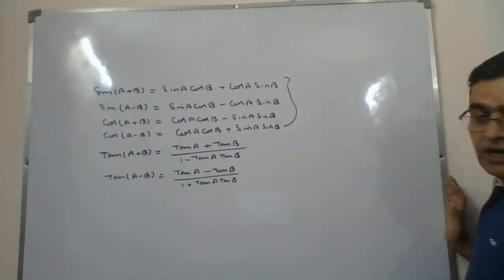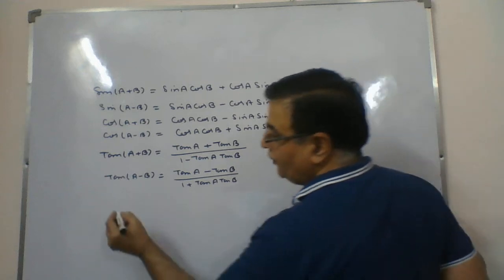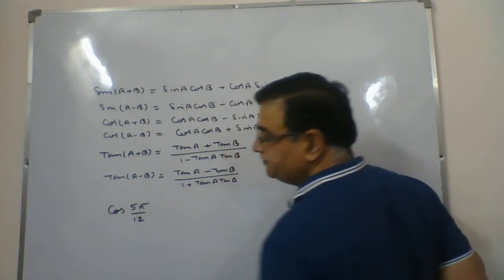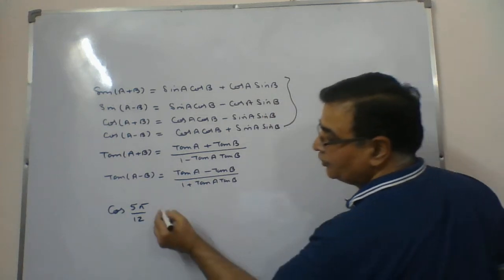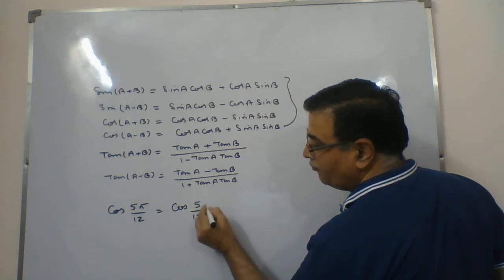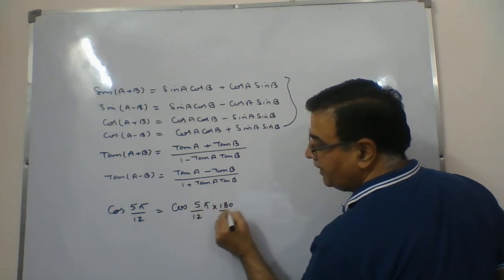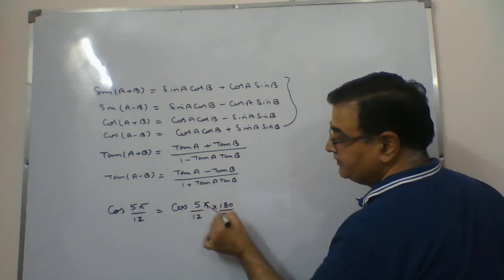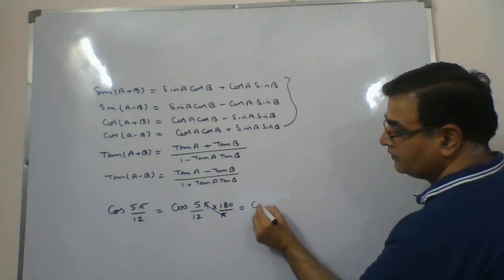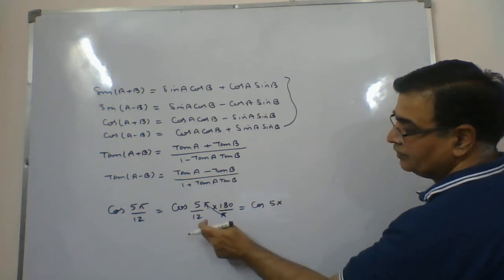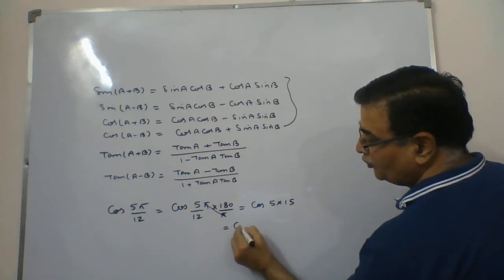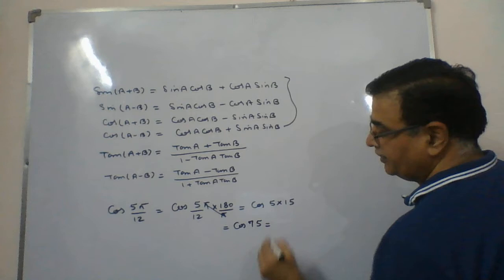Next question they will ask, for example, they are asking find out cos of 5 pi by 12. If they ask you find out the value of cos 5 pi by 12, I write 5 by 12, pi is here and this is 180 by pi. Pi gets cancelled out, then 12 when you take it will be cos 5 into 15, 5 15s are 75, so it comes out to be cos of 75 degree.